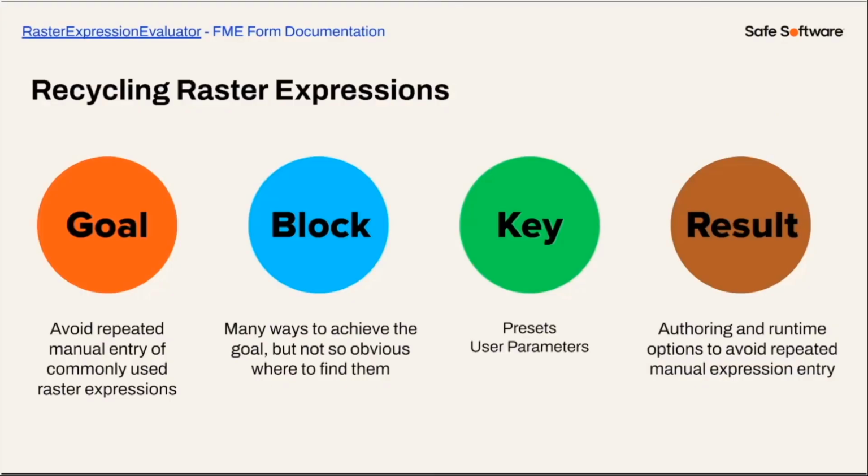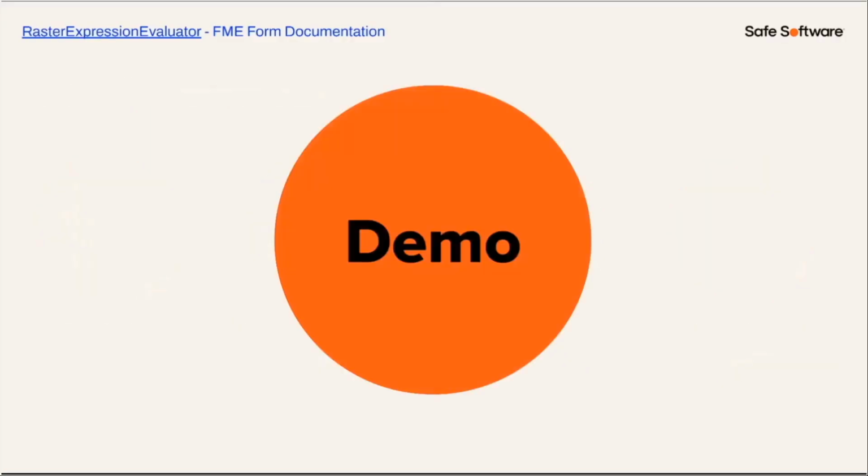There are actually quite a few ways available to achieve this goal, but it's not always obvious where to find and apply them. The 2 methods I'll demonstrate today will be the use of transformer presets and the use of a choice published user parameter, both of which will help alleviate that repeated manual entry of raster expressions, thereby reducing errors due to manual entry. So let's get into those demos.